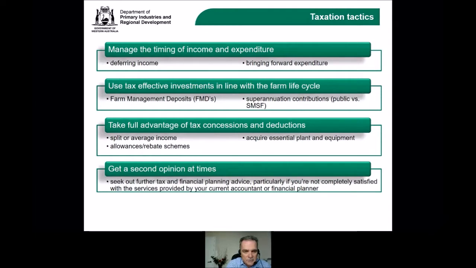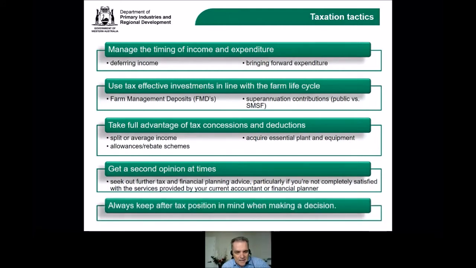Accountants may not be experts in financial planning, so you may need more support there, for example. Compare what your accountant's saying to your banker as well. Think about it from a few different angles and get a few different opinions is a good focus in terms of taxation tactics. And lastly, as you're making decisions of a financial nature, maybe you need to keep in mind the after-tax position of that decision as much as the pre-tax decision. And there might be a better way to do something to get a better after-tax scenario.